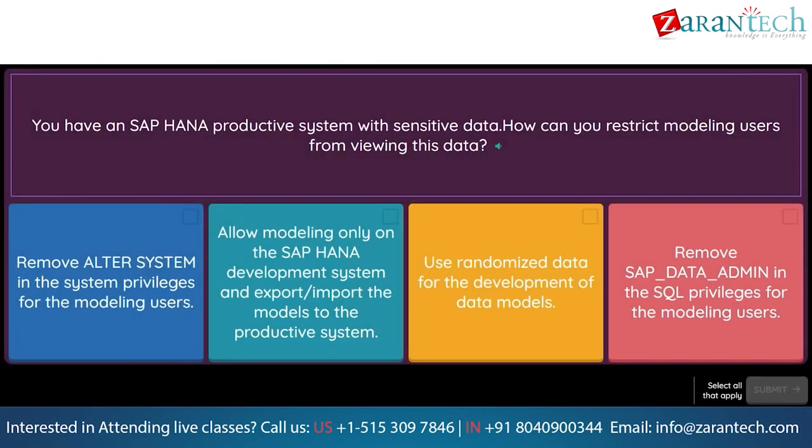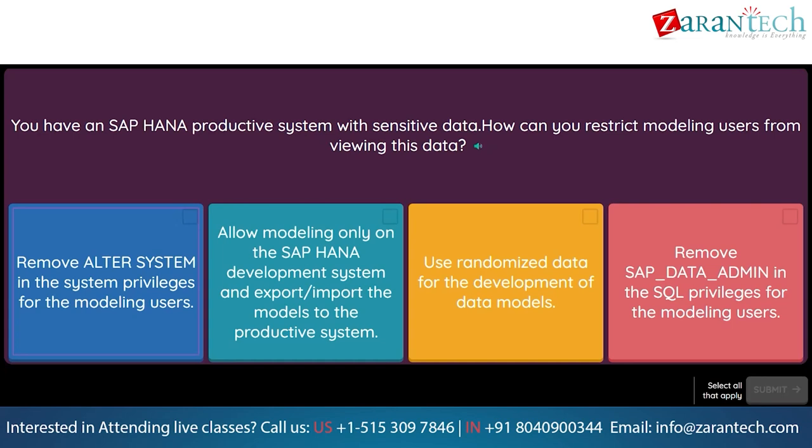Question: you have an SAP HANA productive system with sensitive data. How can you restrict modeling users from viewing this data? Option 1, remove alter system in the system privileges for the modeling users. Option 2, allow modeling only on the SAP HANA development system and export/import the models to the productive system. Option 3, use randomized data for the development of data models. Option 4, remove SAP_data_admin in the SQL privileges for the modeling users.